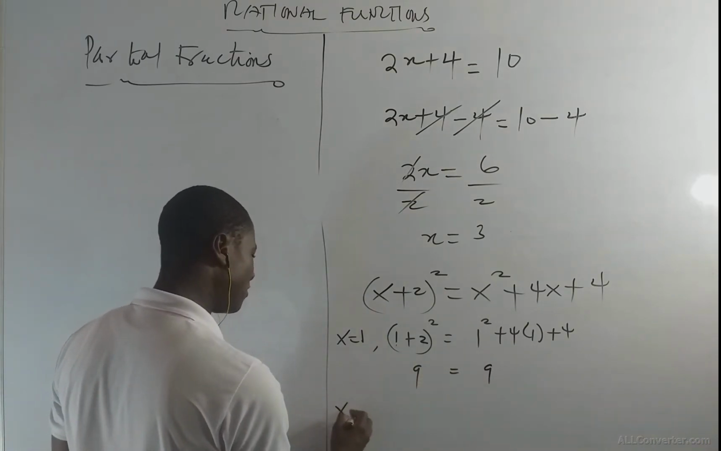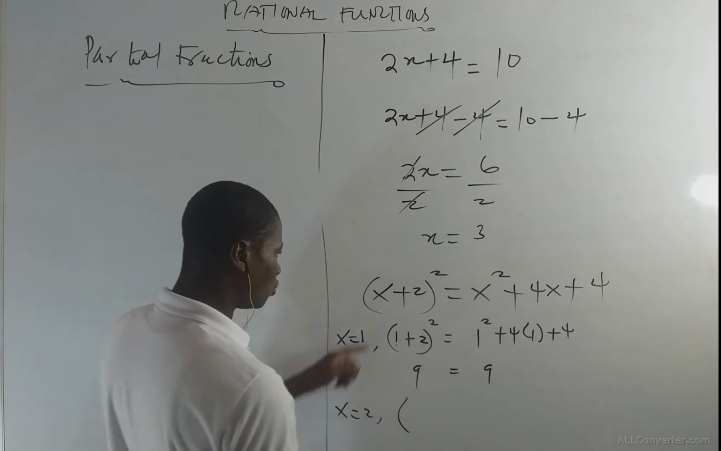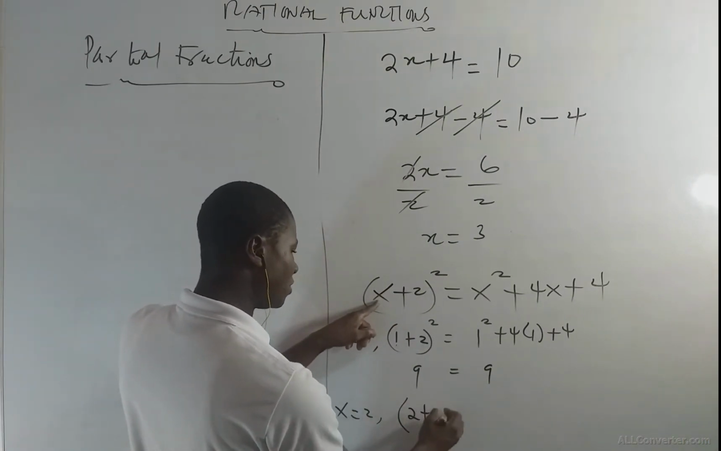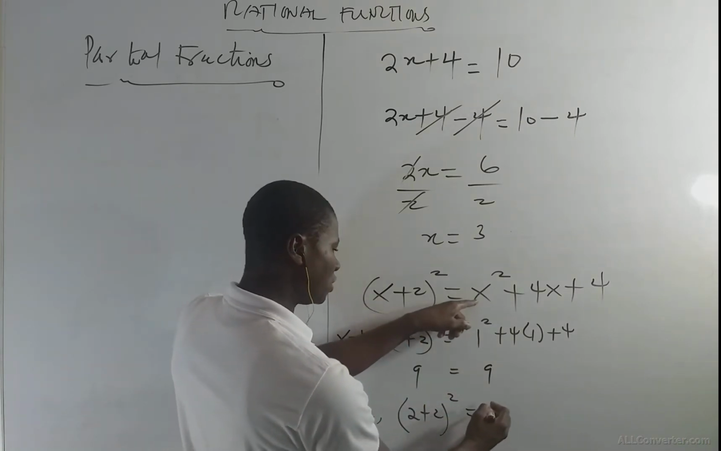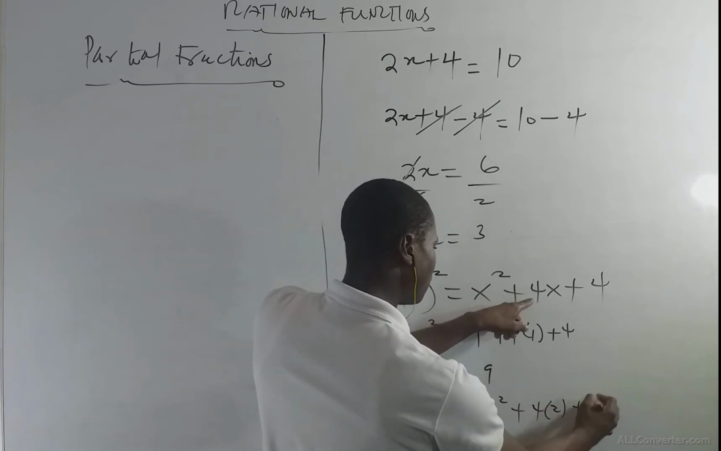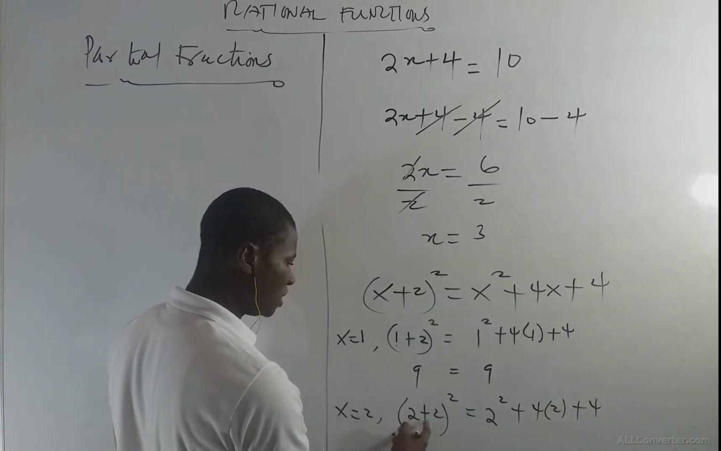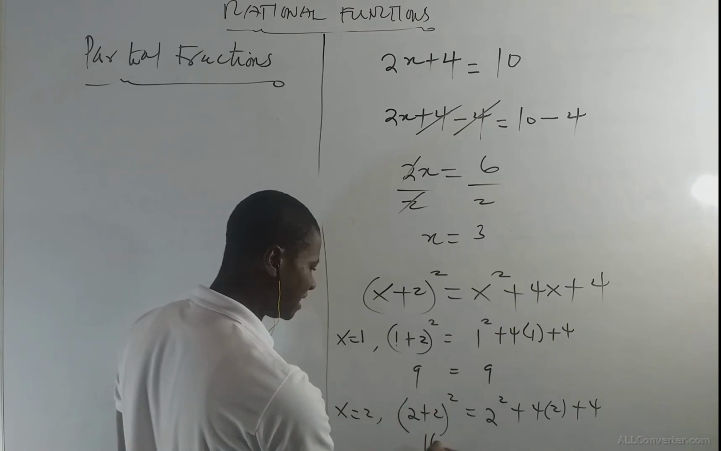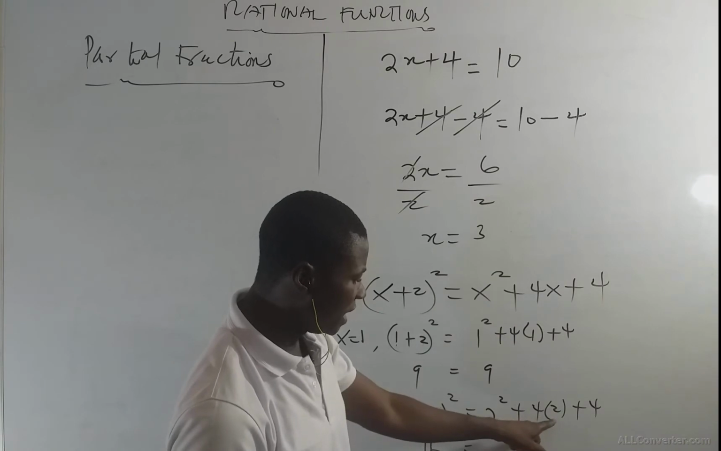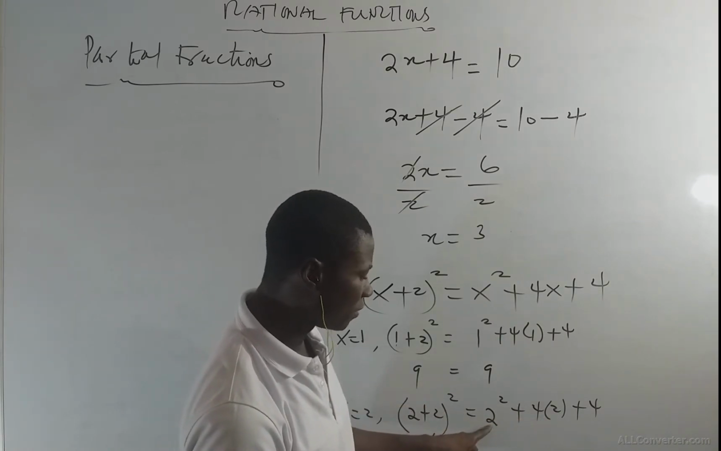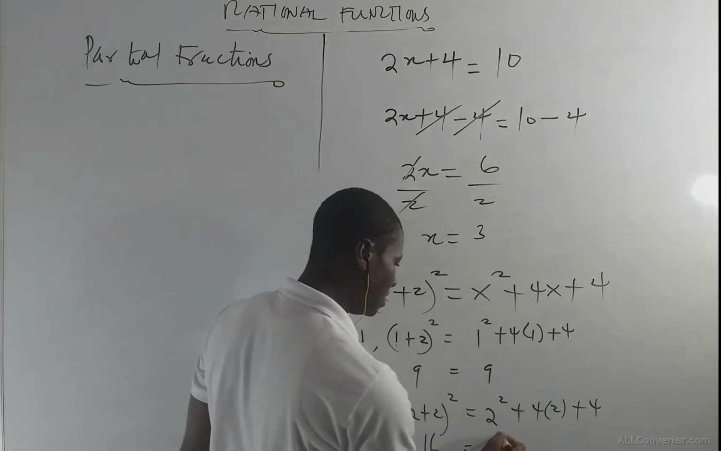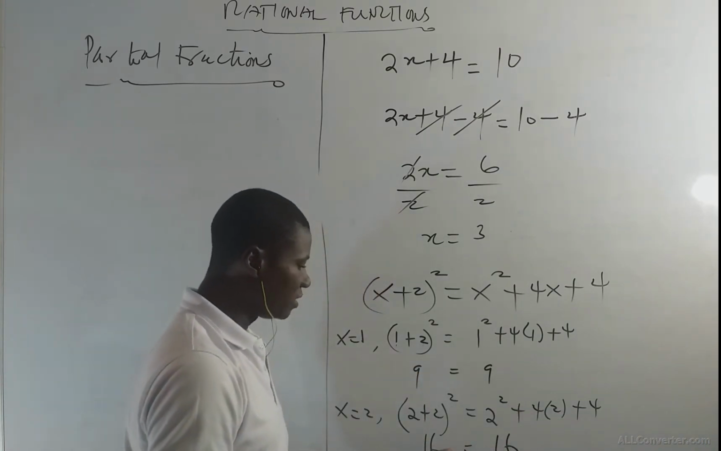Now let's try for x equals 2. If x equals 2, the expression is (x + 2)². So x is now 2. So (2 + 2)² is equal to, then x² will now be 2², then 4x will now be 4 times 2 plus 4. So we simplify the left. 2 plus 2 is 4. And 4 squared will give us 16. Now we simplify the right. 2 squared is 4. 4 times 2 is 8. Then 8 plus the 4 will give us 12. And 12 plus 4 will give us 16. So you see that the left-hand side is equal to the right-hand side.